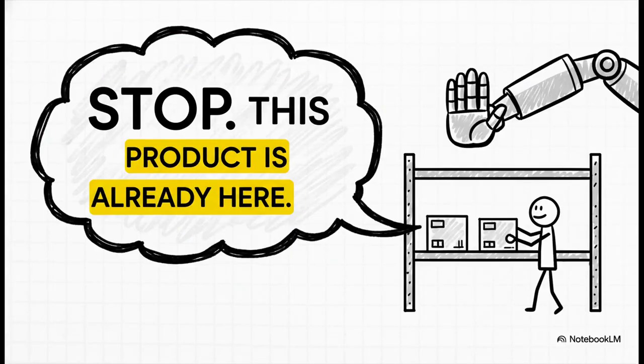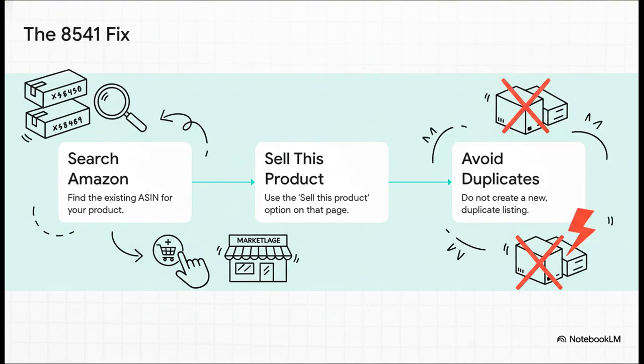So let's tackle 8541 first, the confident one. When you see this, just think back to that golden rule. Amazon is simply protecting its catalog from getting cluttered with a duplicate page. It's not rejecting your product. It's just rejecting your attempt to create a second page for it. And the fix for this one? Oh, it's so easy. You just search for that existing ASIN, find the page, and click that beautiful Sell This Product button. That's it. Problem solved.